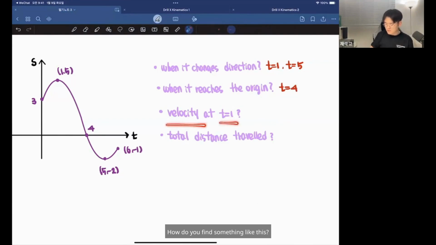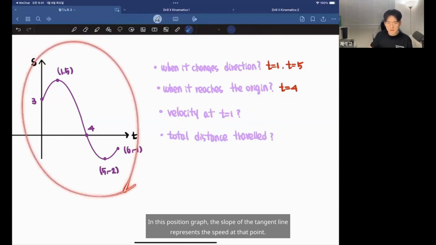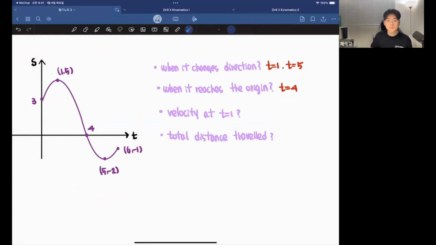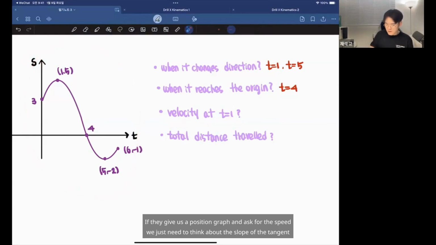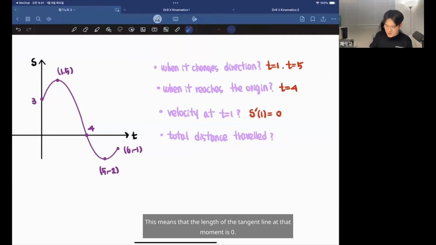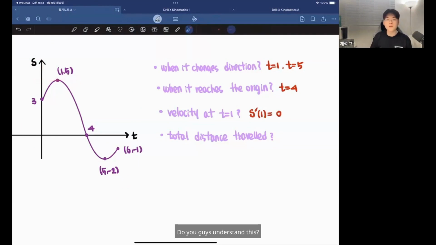It says to find the velocity when t is 1. How do you find something like this? Velocity is the derivative of position. In this position graph, the slope of the tangent line represents the velocity at that point, right? If they give us a position graph and ask for the velocity, we just need to think about the slope of the tangent line. So when t is 1, the slope of the tangent line is 0. So can we just say it's 0? It's asking us to find the derivative value, and the derivative value at 1 is 0. This means that the slope of the tangent line at that moment is 0. Do you guys understand this?